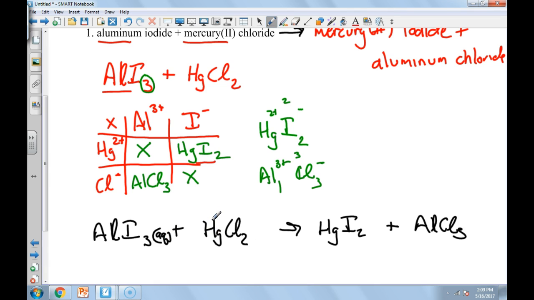Okay, how about mercury chloride? That is a solid. That, remember, most chlorides are soluble except for silver, mercury, and lead. So that is a solid. That's not aqueous. That's not a solution. And the same thing here. This is a solid, and this is aqueous.